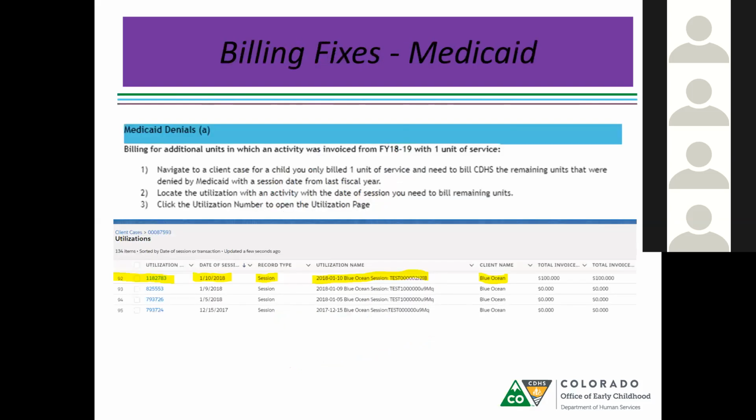And then moving into, and this is basically all included in the communication. I did go through and pull in a few of the screenshots so they were a little more clear for the PowerPoint related to Medicaid denials. And this is just one of the scenarios that were spelled out and explained in that communication. When billing for additional units in which an activity was invoiced in the fiscal year 1819 with 1 unit of service, and then of course the denial came later, the remaining units that were denied previously would then need to be billed.